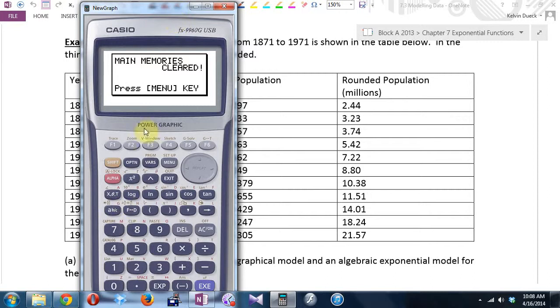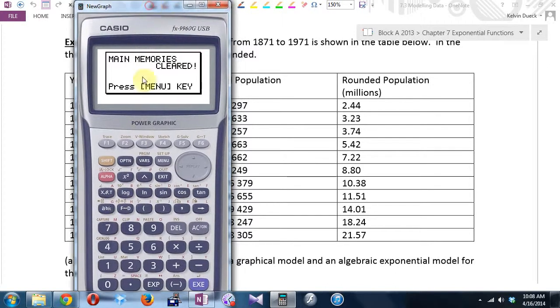There's going to be some questions in the homework where the textbook says, how do you know if this is exponential? The way you can figure out if it's exponential is if you take any y value and divide it by the y value above it, you should get roughly the same decimal answer. I'll show you what I mean. If I take the second y value, 3.23, and divide it by the first y value, I get that.